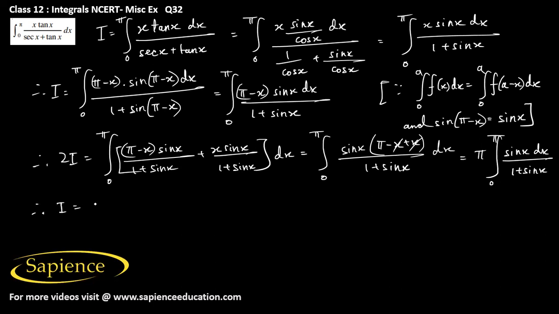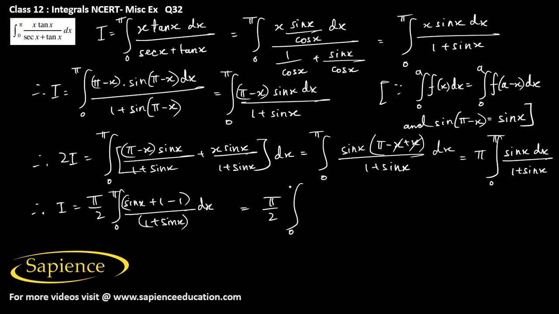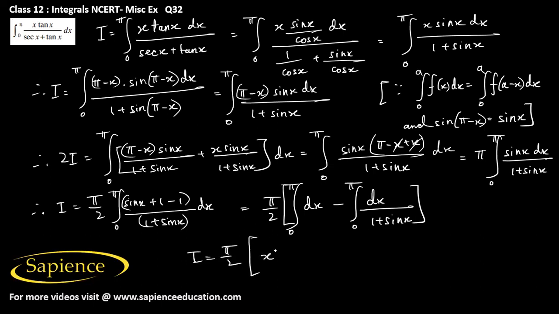So the integral I can be written as pi by 2, since this is 2I, so I will be pi by 2 times the integral from 0 to pi of (sin x plus 1 minus 1) by 1 plus sin x into dx. Here we have added 1 and subtracted 1. So this will be equal to pi by 2 times the integral from 0 to pi of dx minus the integral from 0 to pi of dx by 1 plus sin x. So I will be equal to pi by 2. Now the integral of dx is x, going from 0 to pi, minus the integral of dx by 1 plus sin x.